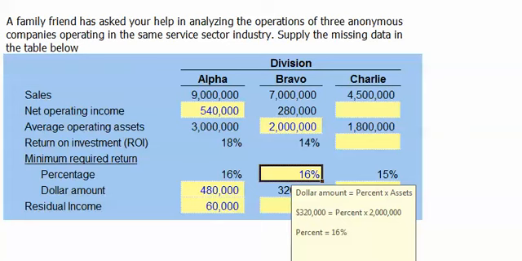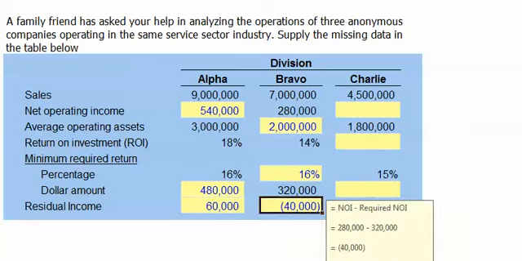Our residual income then for the Bravo company is the difference between our $280,000 net operating income and our $320,000 minimum dollar return. We have a negative residual income of $40,000.